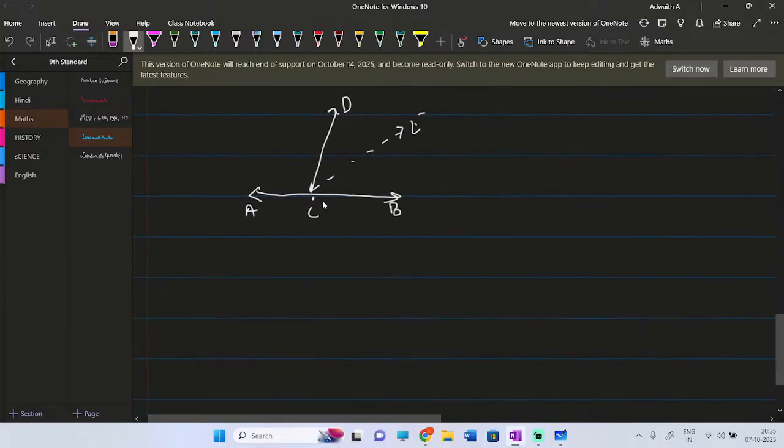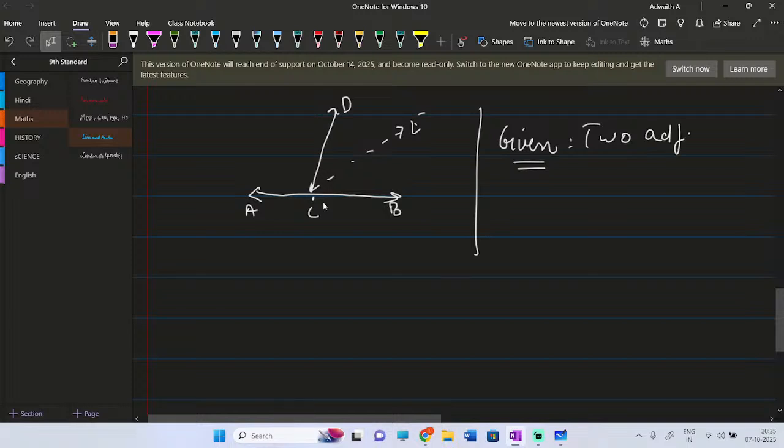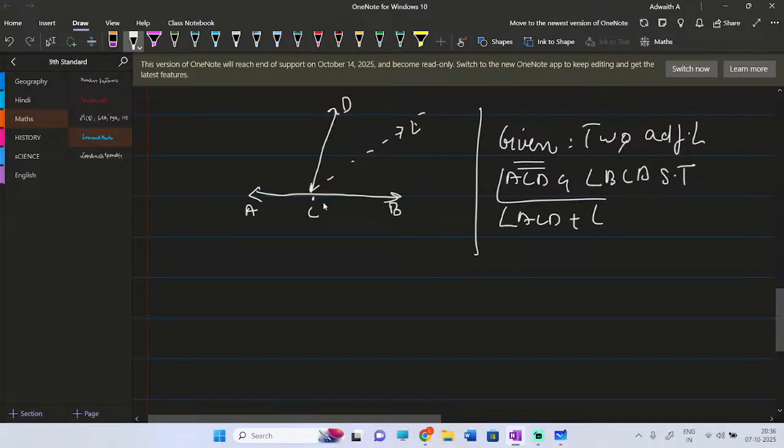Then what is given? I am going to write the given. Given is two adjacent angles, ACD and BCD, you can put an angle sign for both, such that angle ACD plus angle BCD equals 180 degrees.